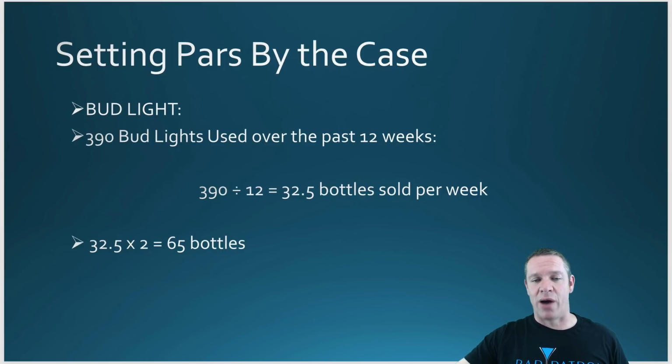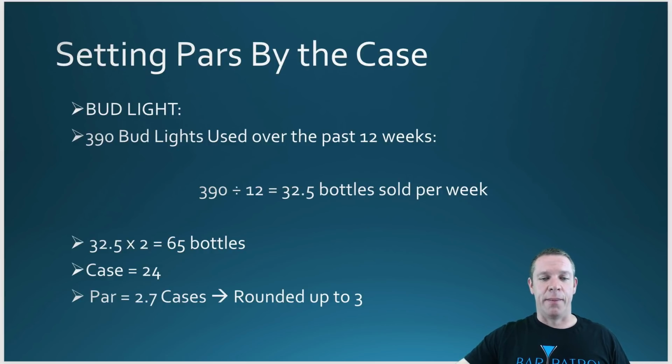Of course, we want to round up. We're not ordering Bud Light by the bottle. We're ordering it by the case. So a case is usually 24. And if you divide 65 by 24, you get 2.7 cases. We're going to round that up to 3 cases. All right, good to go.